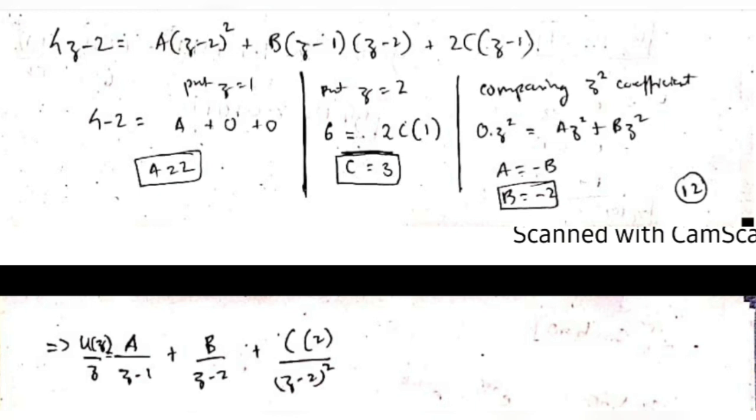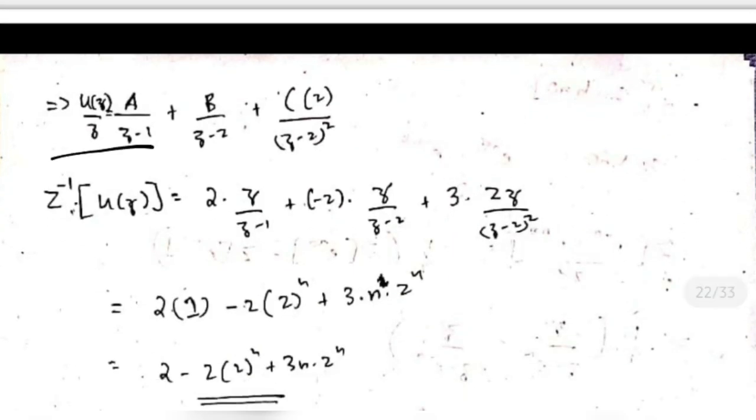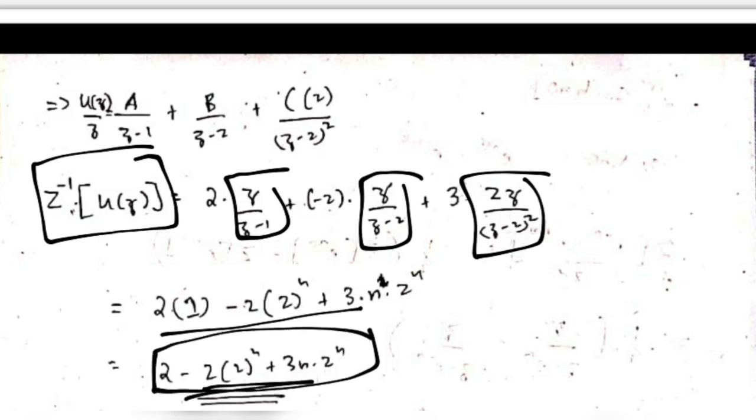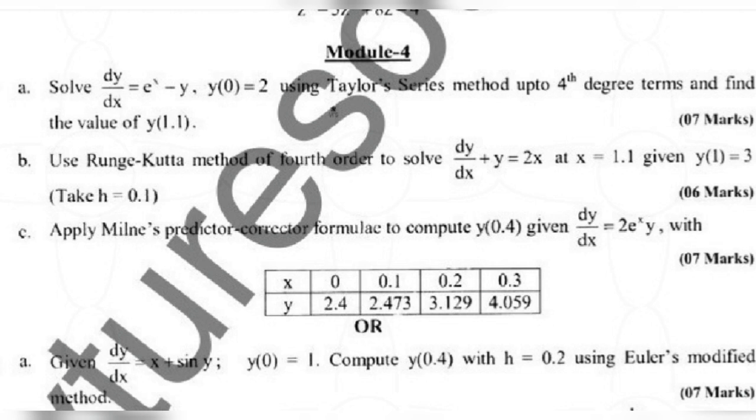Here we are just finding the value of a, b and c and substituting them back in the main equation and finding the z transform. Z inverse, we have got this in the standard form. Now we can find the z inverse by using the standard formulas, and this is the final answer which we get. Coming to module 4, we have been asked to solve the given equation by using Taylor series.